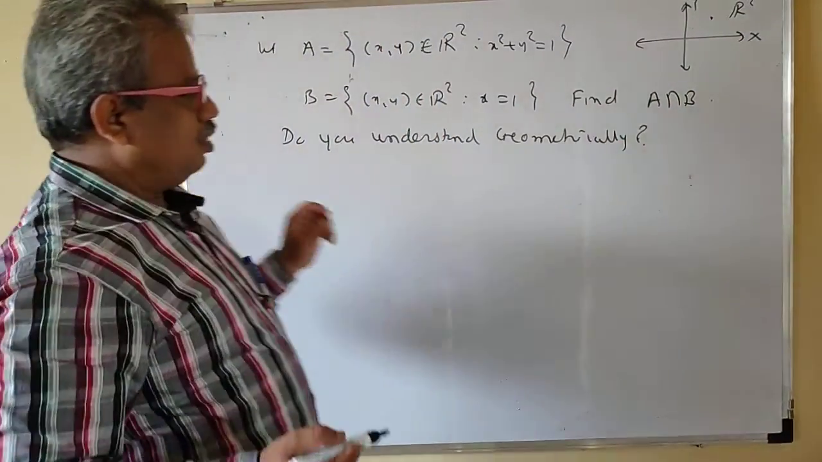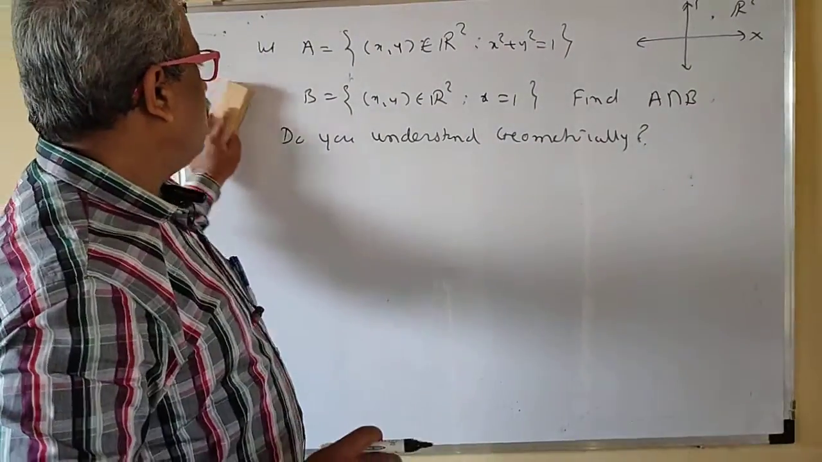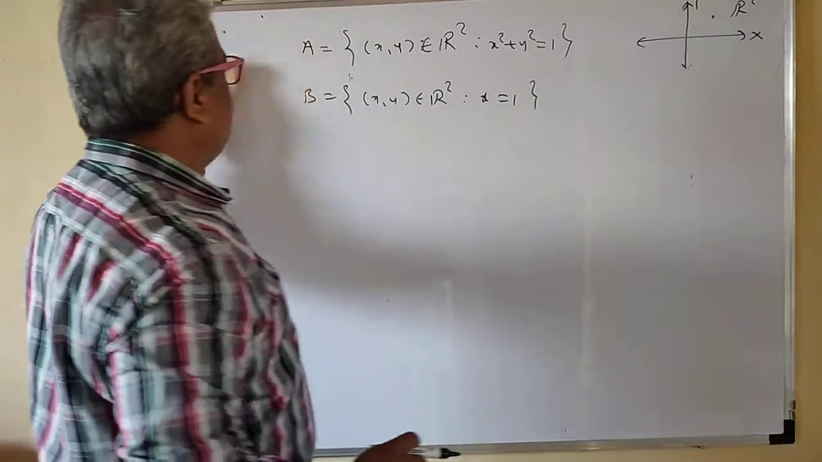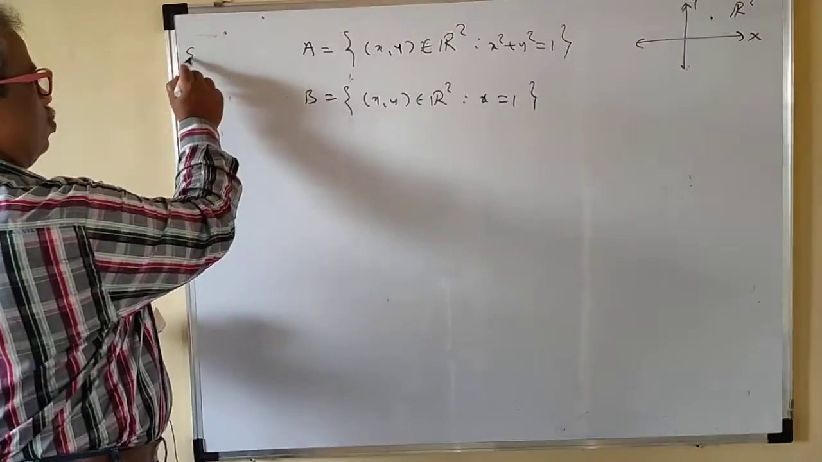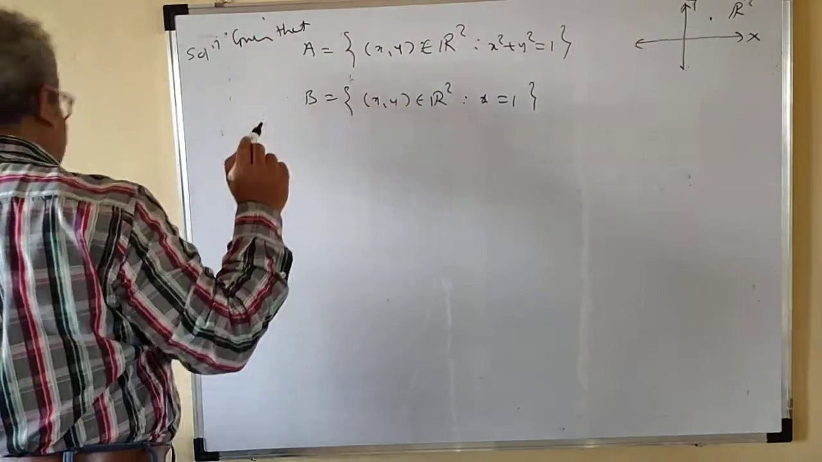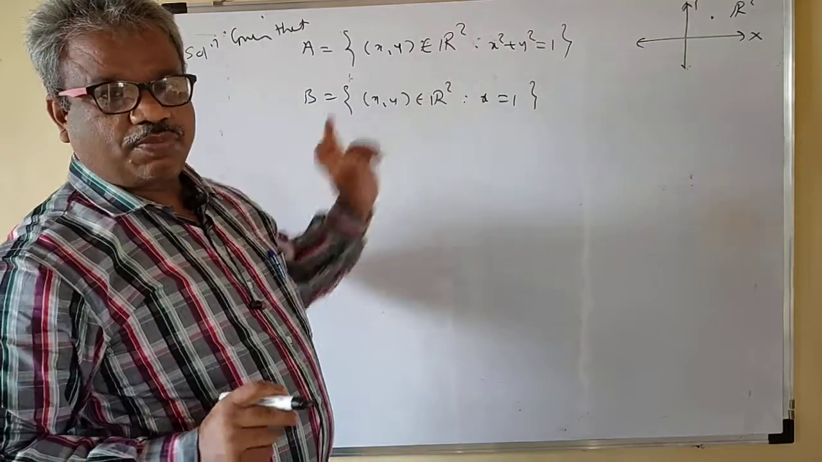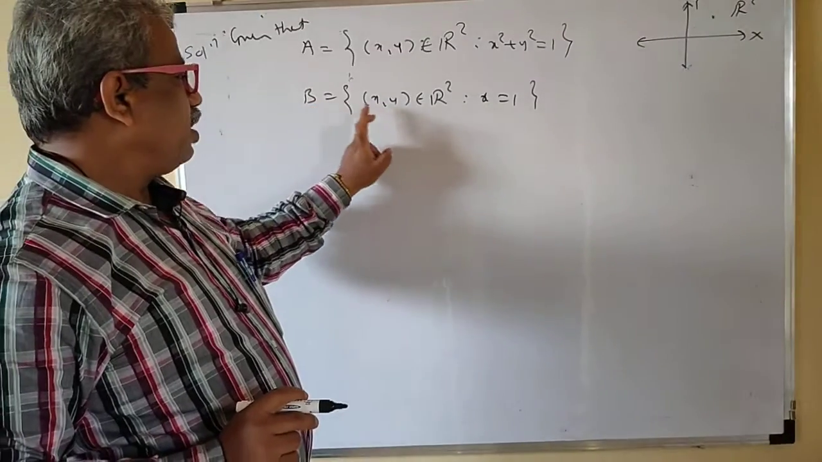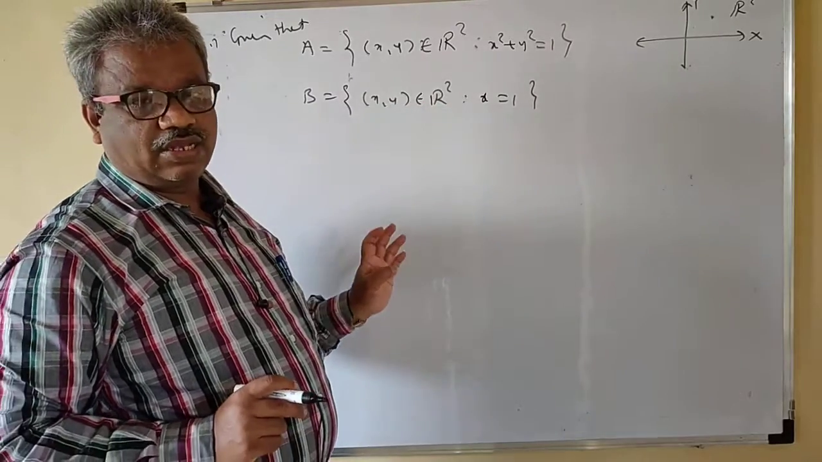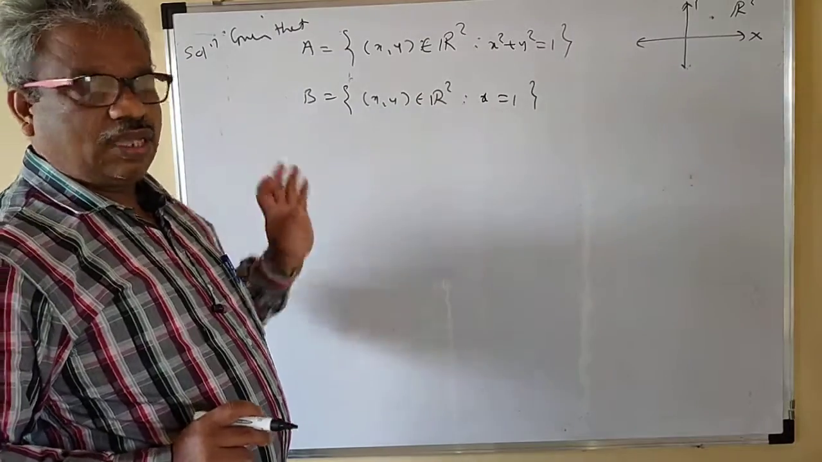So solution. What we have to find is the intersection of A and B. You are given A is the set of all xy such that x square plus y square is equal to 1. And B is the set of all points on R2 such that x is equal to 1. There is no restriction on y, but there is a restriction on x.